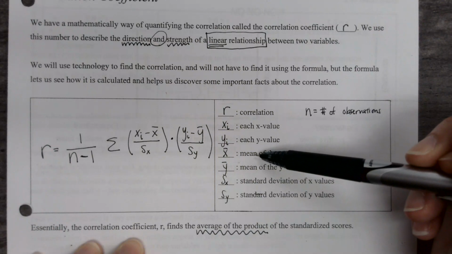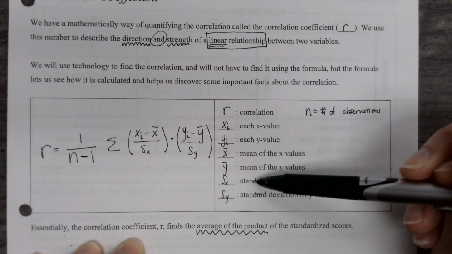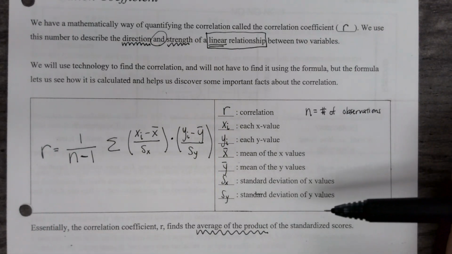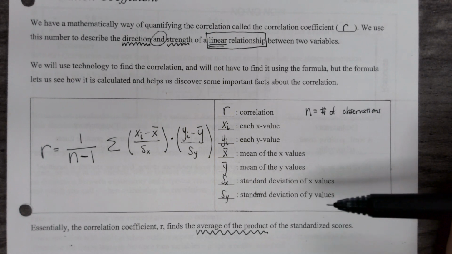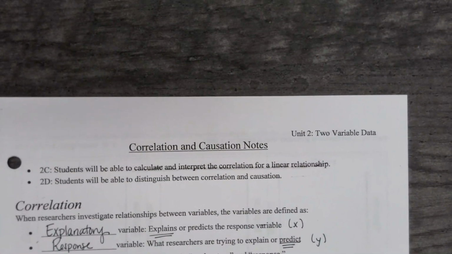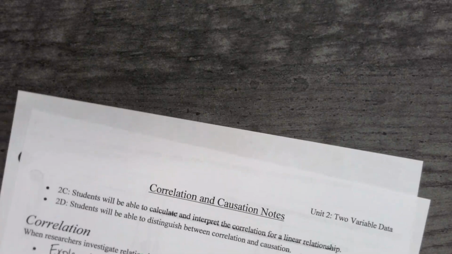Remember, all of these values, the x bar, y bar, s sub x, s sub y, can all be found in your two variable statistics in that little button in your calculator. All you have to do is enter in your lists. All right, so let's talk about the correlation coefficient and some interesting things about it.